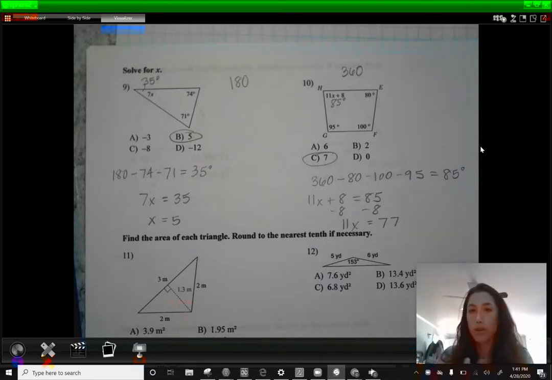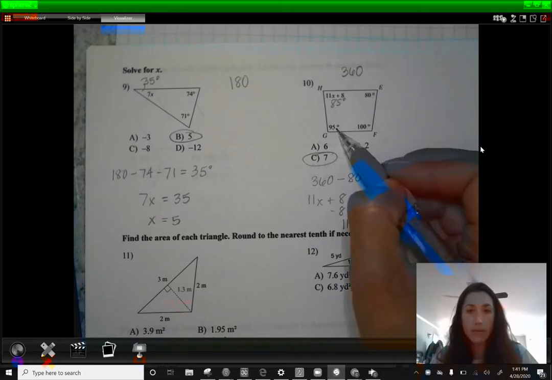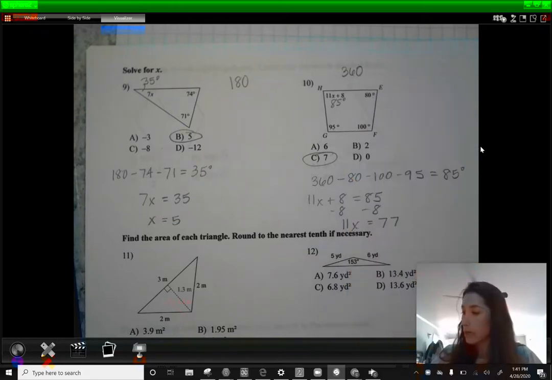And for this one, you could have also added 11x plus 8 plus 80 plus 100 plus 95 to equal 360. And that would give you the same result as well. So that's it for angle measures and shapes.